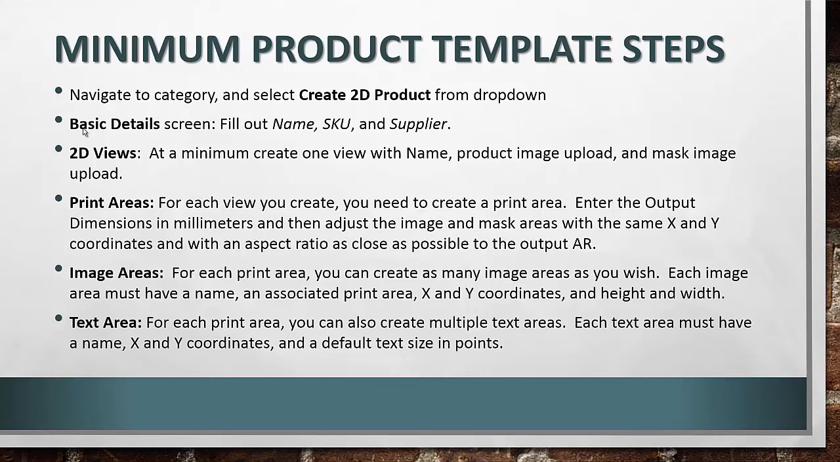For each print area, you can create as many image areas as you wish. Each image area must have a name, an associated print area, X and Y coordinates, and height and width. Again, for text areas, for each print area you can have multiple text areas. Each text area must have a name, X and Y coordinates, and a default text size in points.